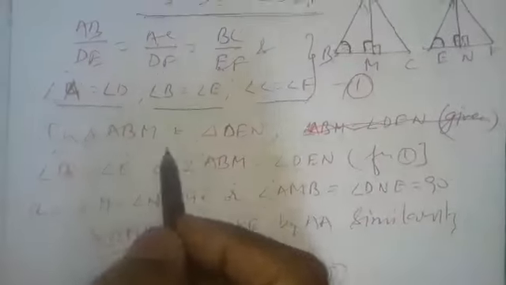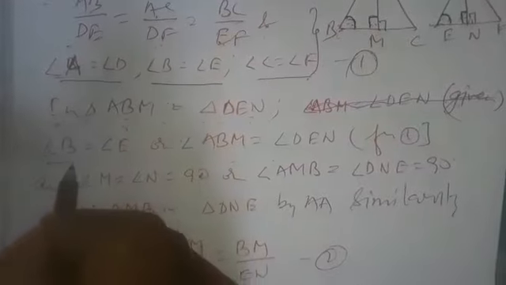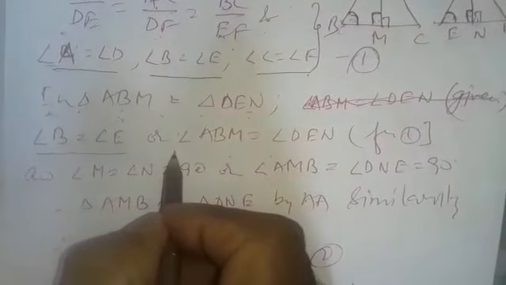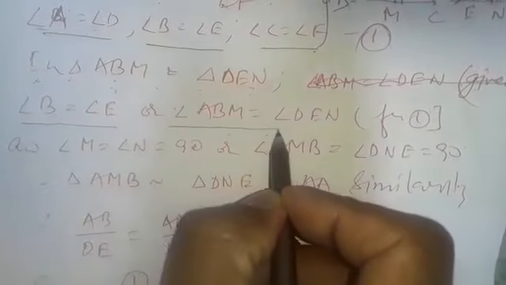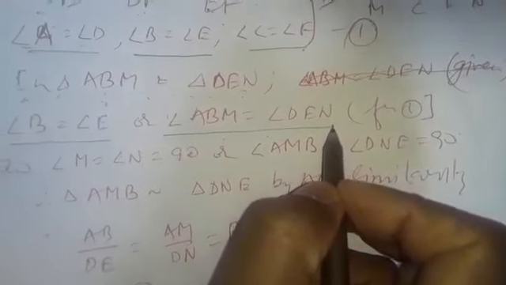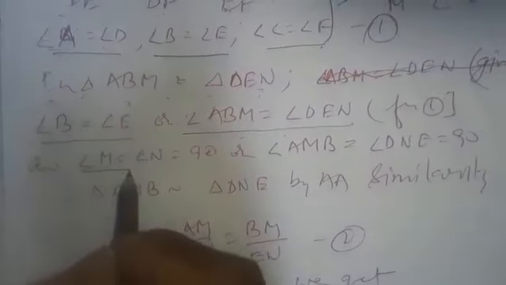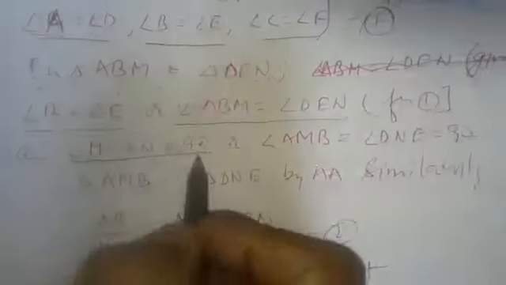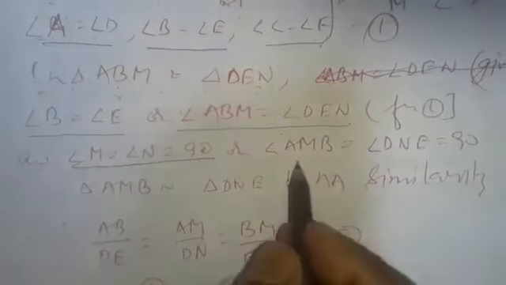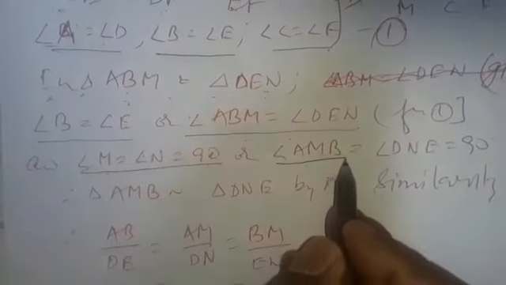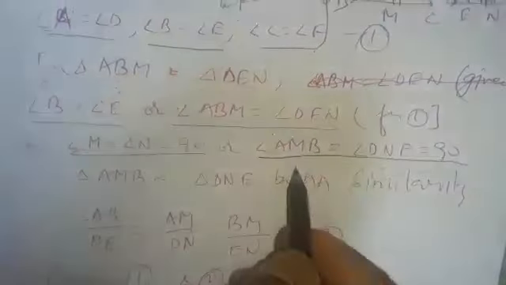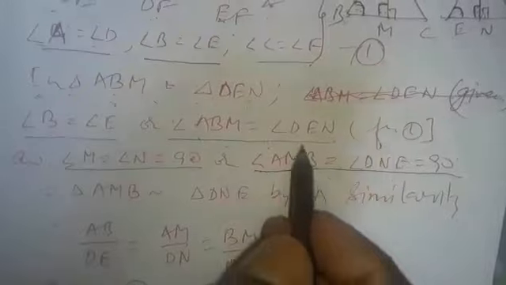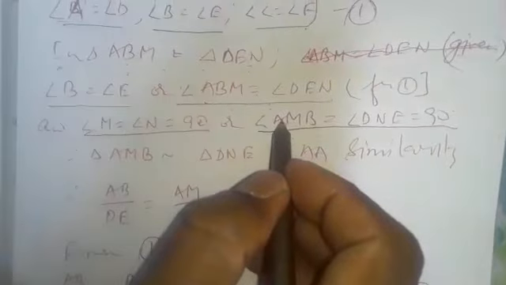That in triangle ABM and triangle DEN, angle B is equal to angle E. Or you can say, taking the names of the triangles, angle ABM is equal to angle DEN, and angle M is equal to angle N, both equal to 90 degrees. Or by naming the full name, you can write that angle AMB is equal to angle DNE is equal to 90 degrees. It will be better for you to write down the full name, so that the teacher may not have any confusion, or you may get the full marks.